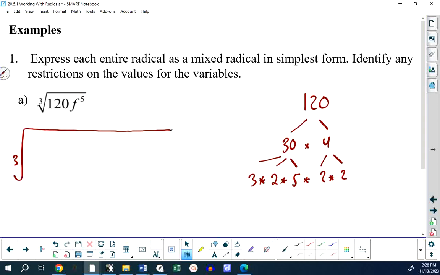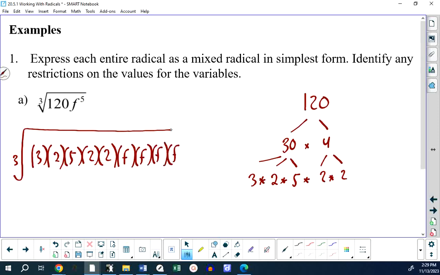So we can put these guys under here. We have a 3, a 2, a 5. I'll be more careful this time. And then 2 more 2s. And then we have the f's. Okay. Prime factorization means f to the 5 is f times f times f times f times f. 5 f's as factors.